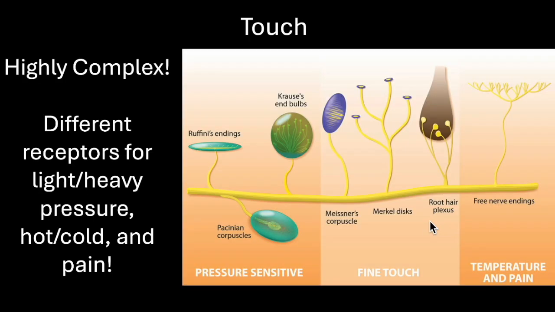Okay, so touch is slightly more complex. Don't memorize all of these parts. Just know that different receptors in our skin are responsible for detecting things like light and heavy pressure, as well as hot or cold senses, and things like pain. So we have pressure sensitive receptors as well as fine touch receptors. If you want to find something or feel a very finely shaped object, you're going to be using these receptors. And then we have free nerve endings, which detect temperature and pain.